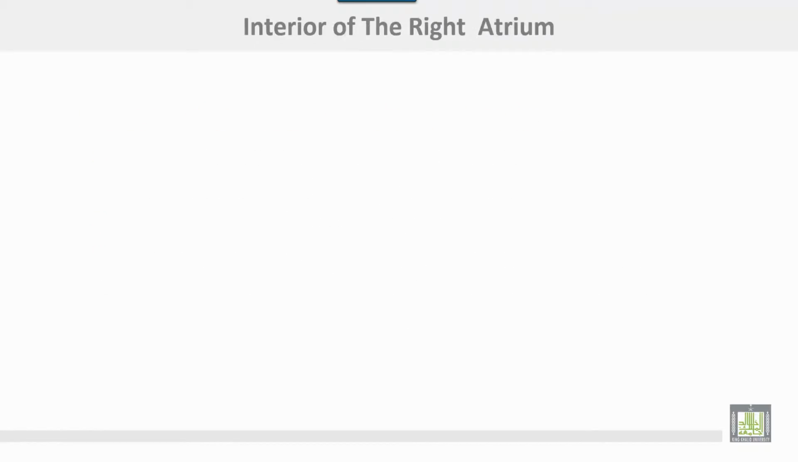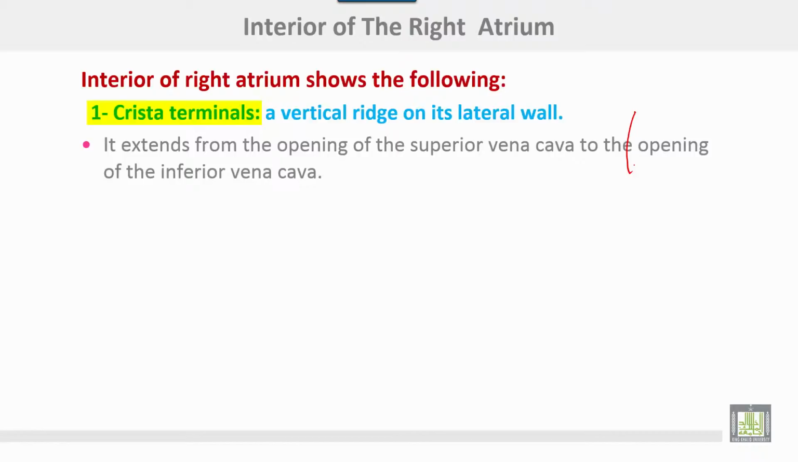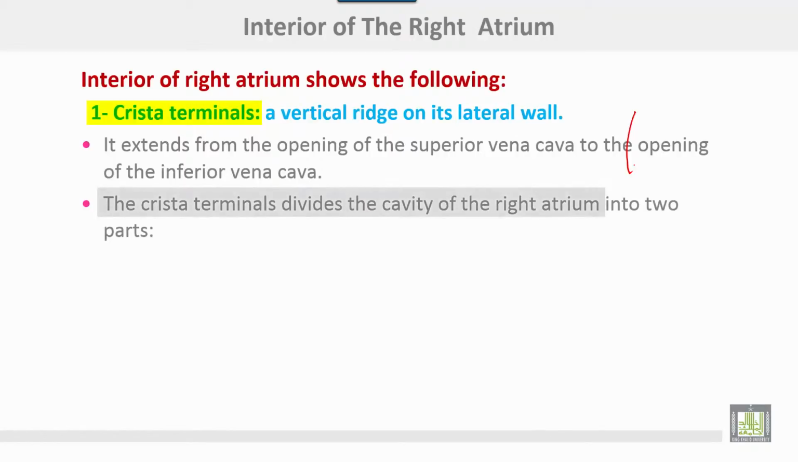The right atrium has the following features. Number one, crista terminalis, a vertical ridge on its lateral wall. It extends from the opening of the superior vena cava to the opening of the inferior vena cava. Crista terminalis divides the cavity of the right atrium into two parts.